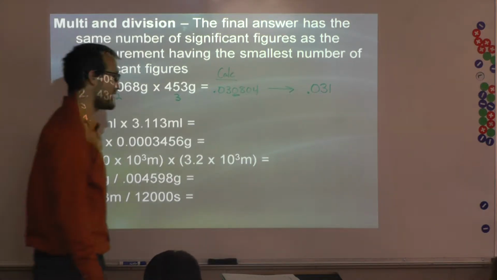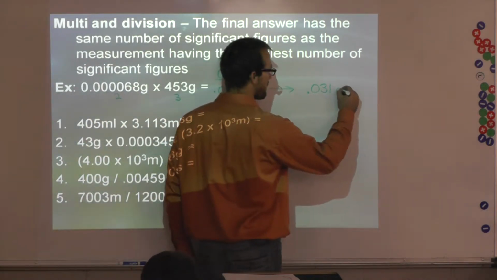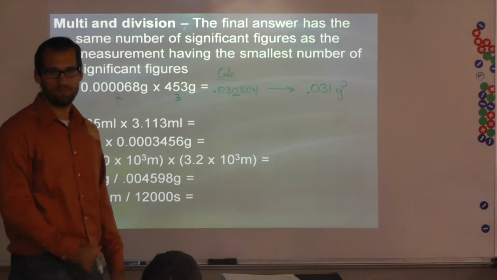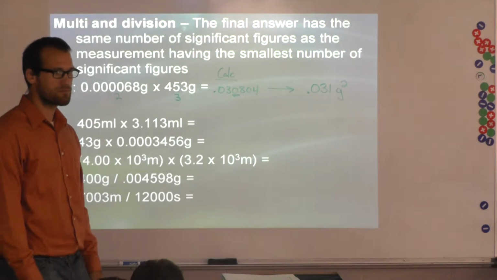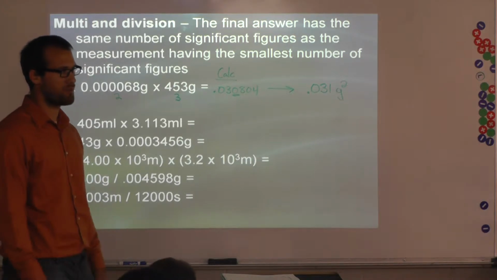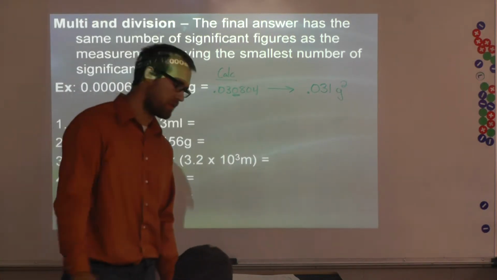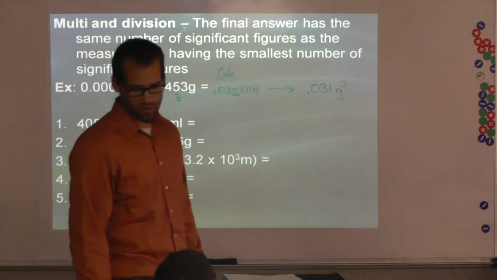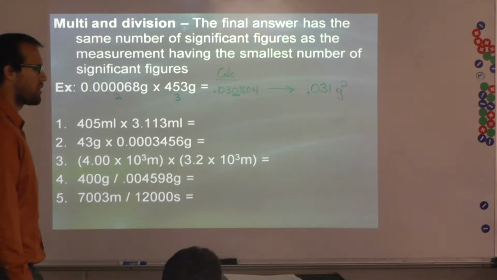Gram times a gram is gram squared. Okay, when you add or subtract, the unit stays the same. When you multiply or divide, they build, or cancel out, depending upon which one you're doing. Questions so far?